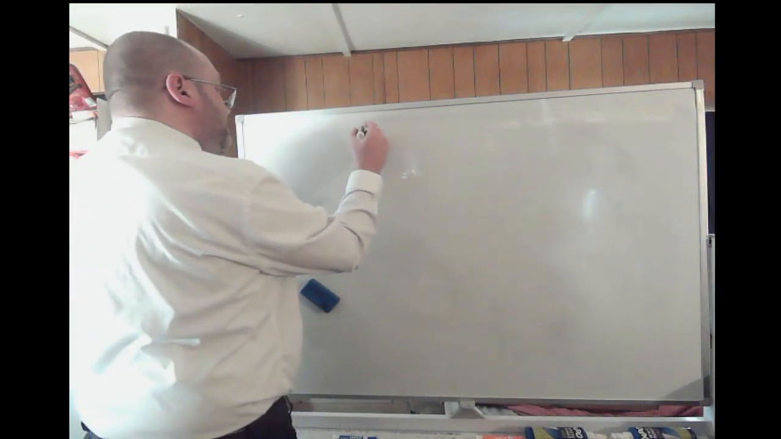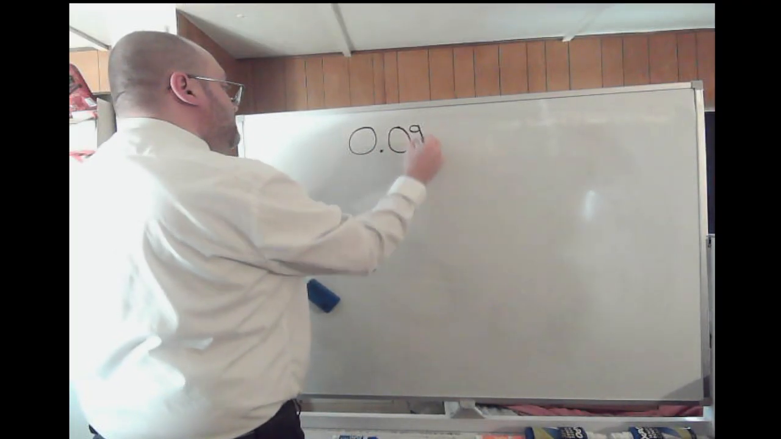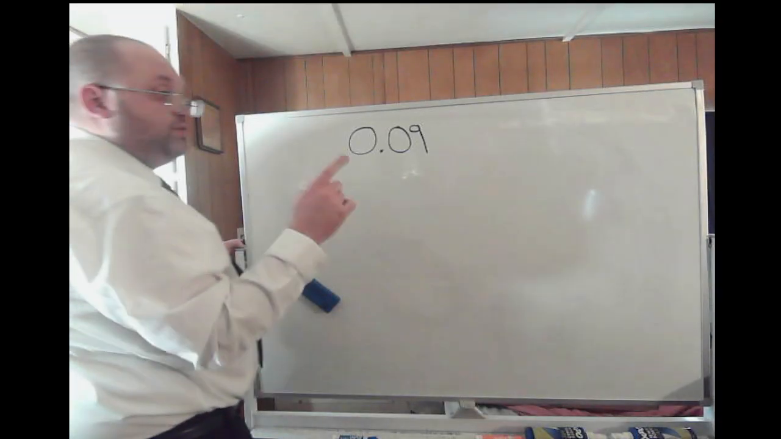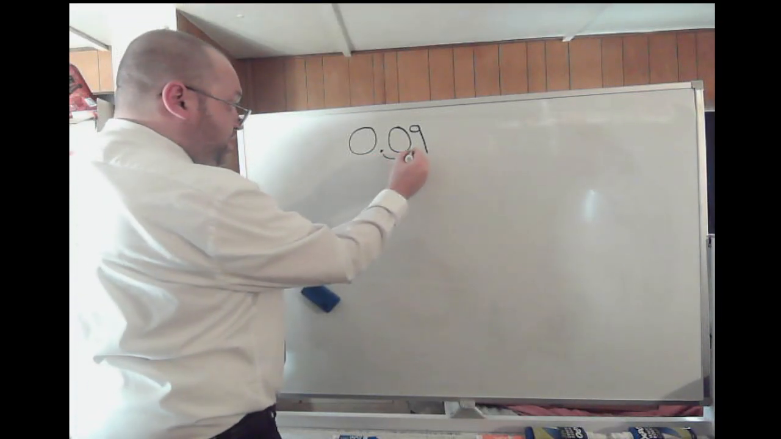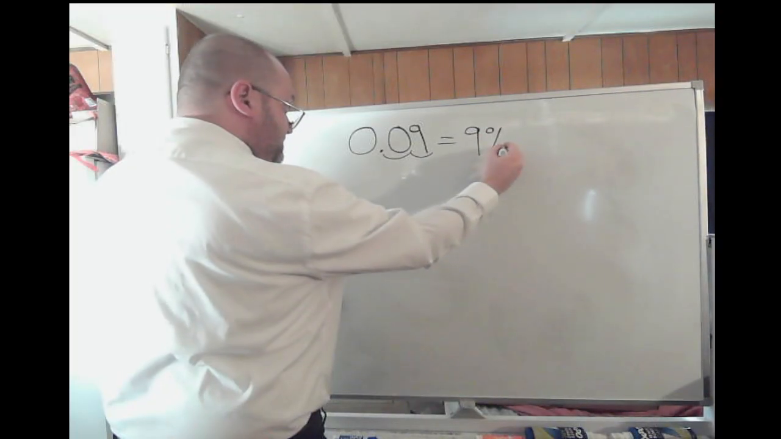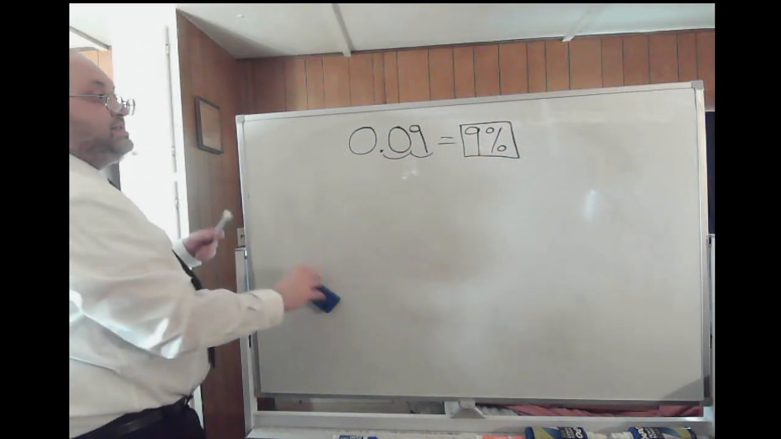Alright, how about this one? 0.09. Well, again, a decimal, we want to move it 2 places to the right to get our percent. So 1, 2, that would just give you 9%. So the answer in percent form is 9%.